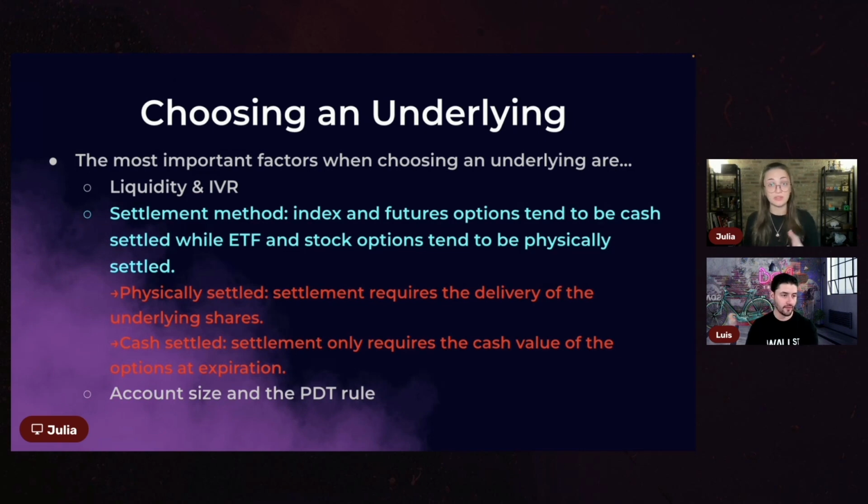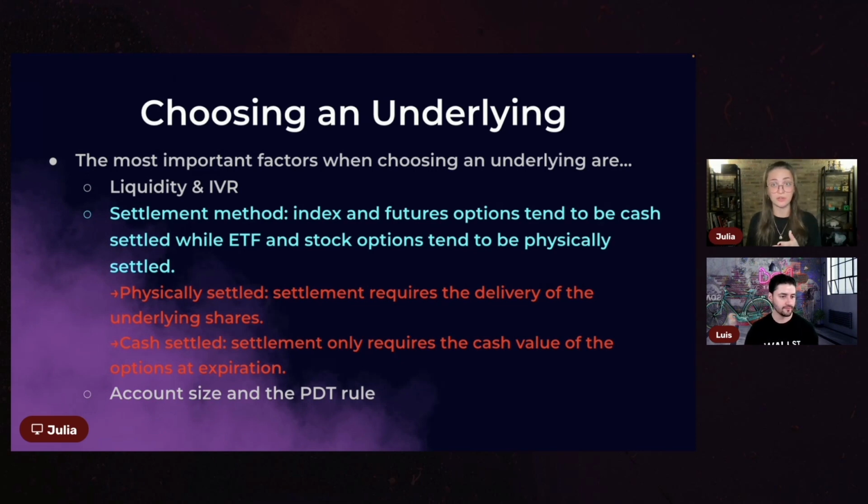And then number two is settlement method. Index and futures options tend to be cash settled, while ETF and stock options tend to be physically settled. This also makes a really big difference depending on your account size, because if something is physically settled and expires in the money, you're on the hook for those shares, because the settlement requires the delivery of those underlying shares, right? So even though the size of the option might not be large, depending on how that option expires, you might actually be on the hook for a very large number of shares, or a very large dollar amount equating to the number of shares for that position.